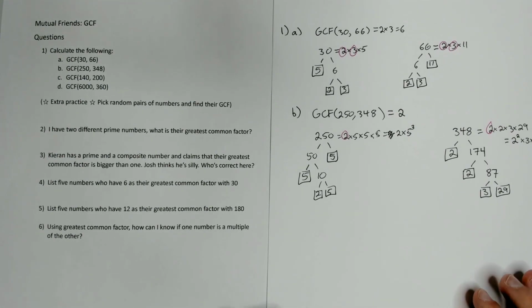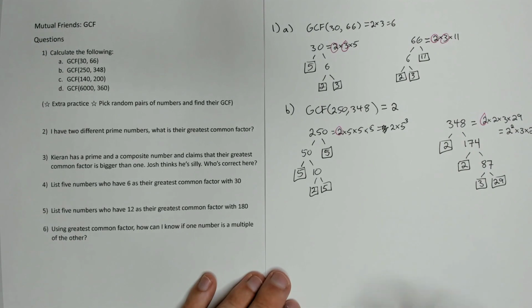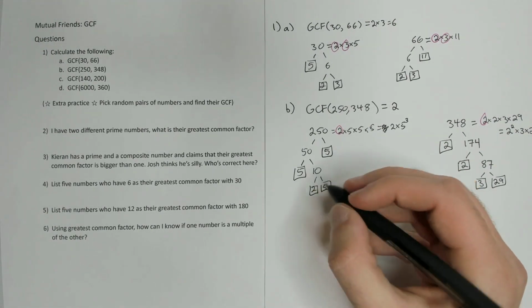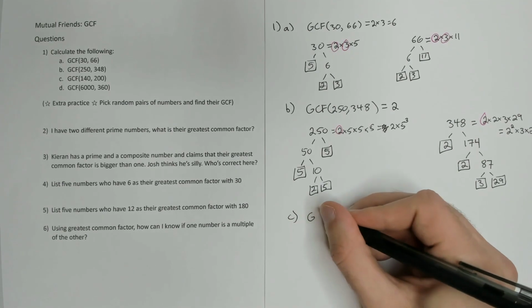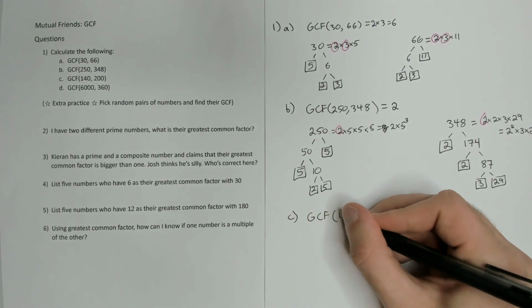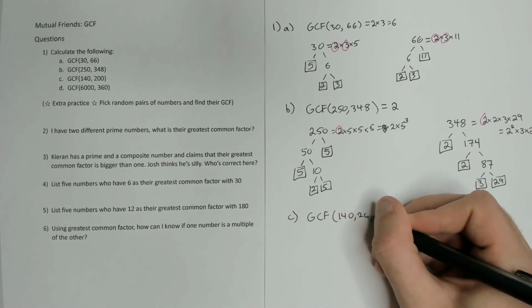Well, big numbers doesn't necessarily mean a big common factor, it would seem. So let's do part C. Let's find the greatest common factor of 140 and 200.